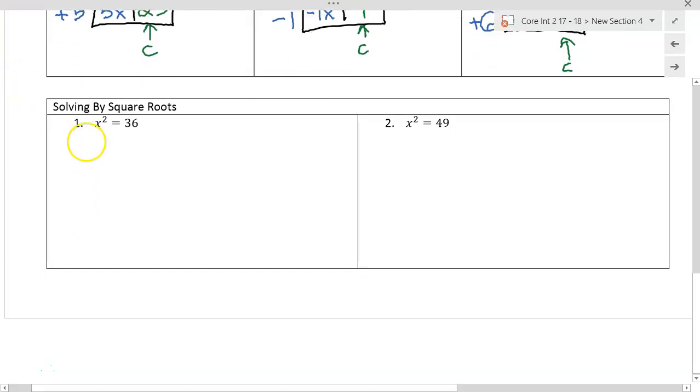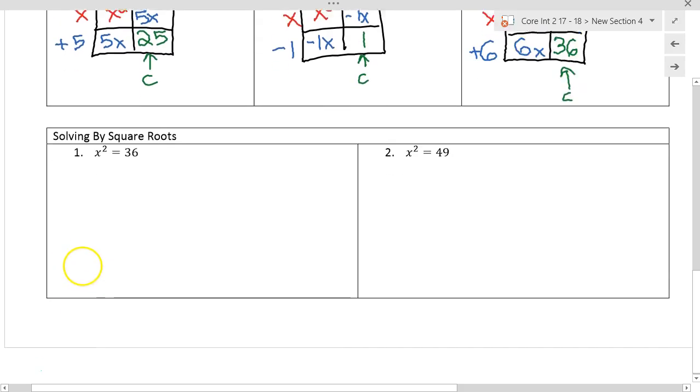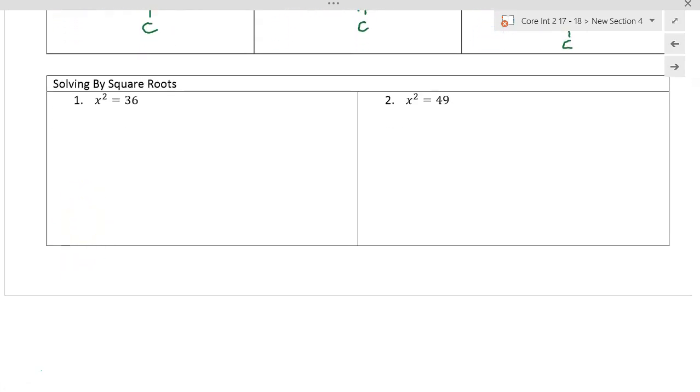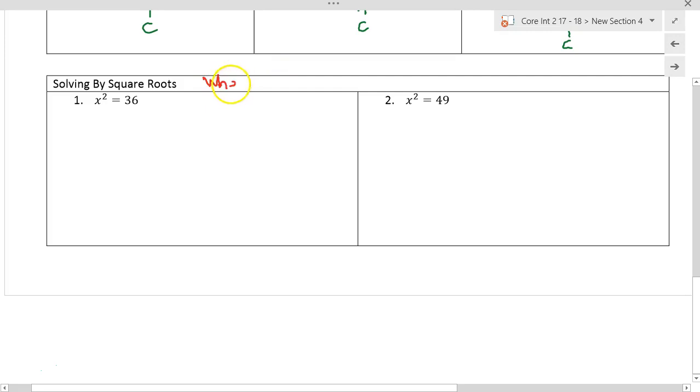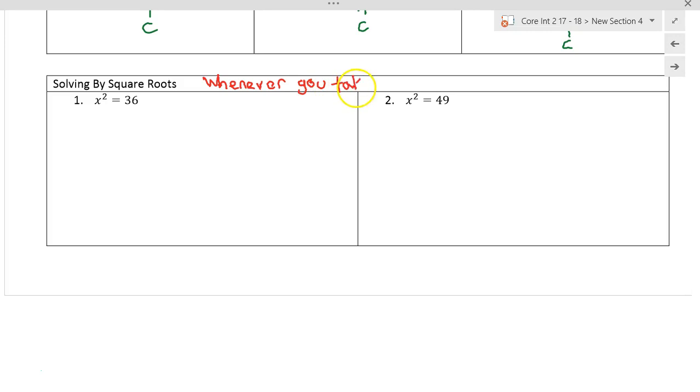The next thing we're going to look at is solving by square roots. So number 1, x squared equals 36. Before we can do this problem, though, there is an important thing we need to remember whenever we take a square root. Whenever you take a square root, you need to have a positive and a negative sign in.